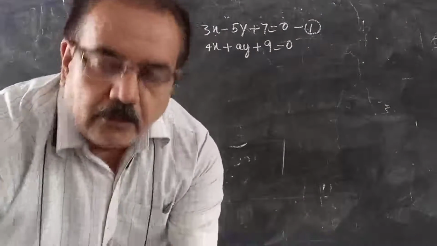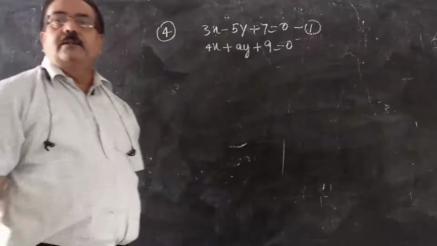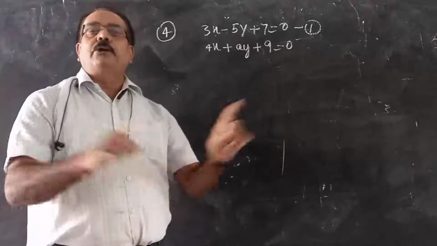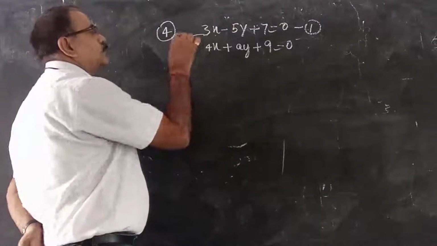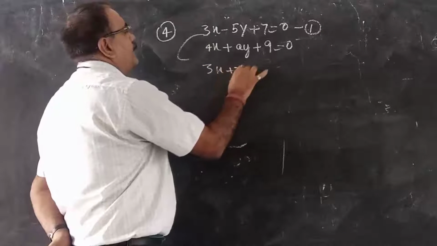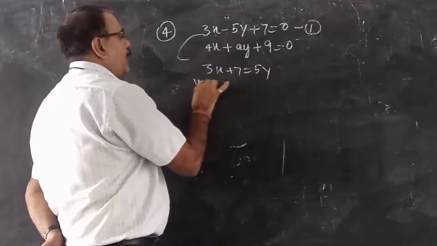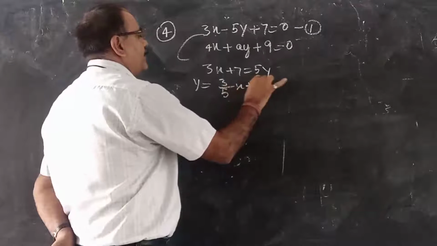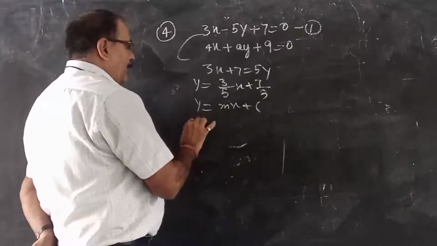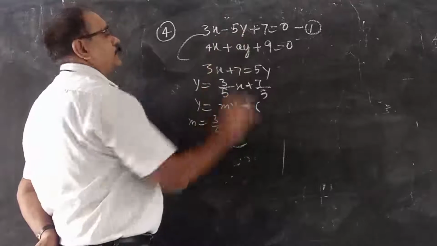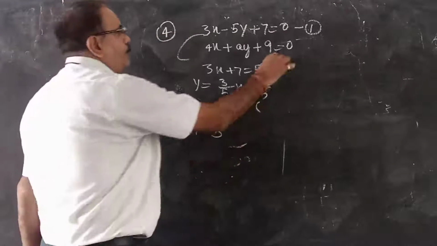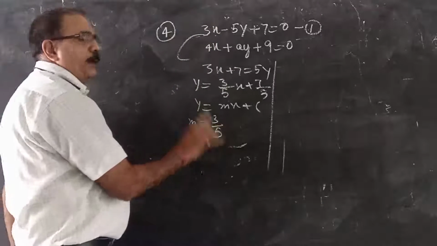So we have to find the value of a, and the condition given is that both the lines are perpendicular to each other. First of all, find the slope of the first line. 3x + 7 = 5y, or we can write y = (3/5)x + 7/5. When we compare with y = mx + c, m will be 3/5. The slope of the first line, m1, is 3/5.